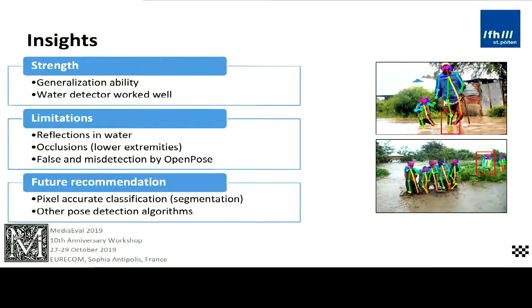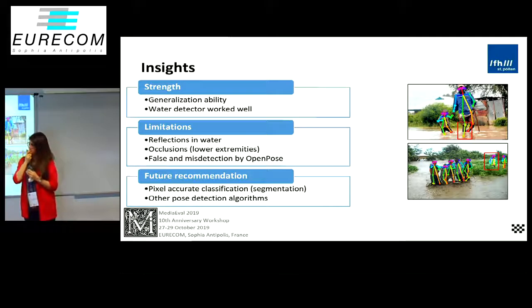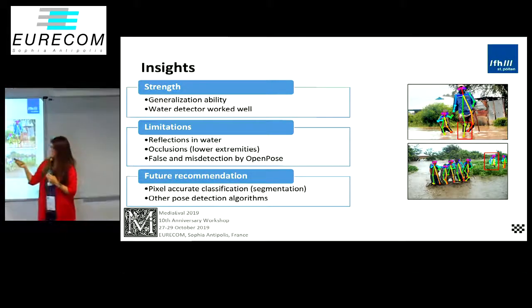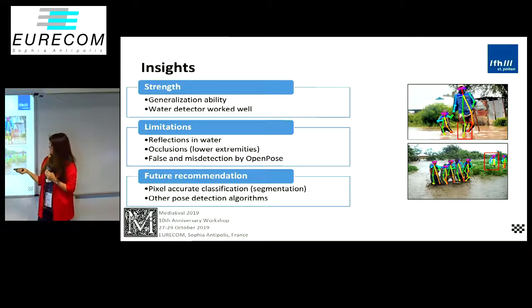Here are some insights. What are the strengths of our model? It is actually the generalization ability, as I explained in our results section. And the water detector worked really well. It was about 88%, which was really good.